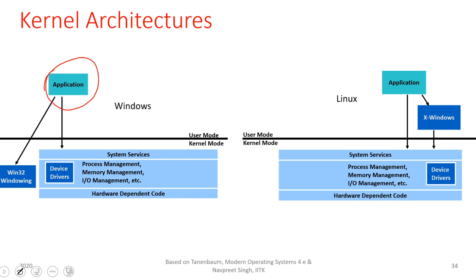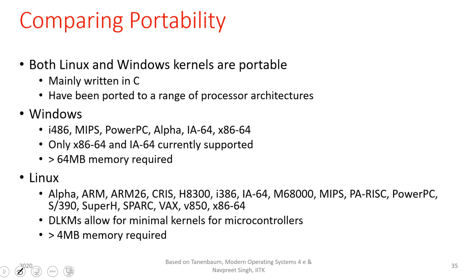If we think about an application in a Windows operating system environment, the windowing system runs in the kernel mode, whereas in the Linux operating system, the windowing system runs in the user mode. So that is one of the main differences that we can see between these two operating system environments.